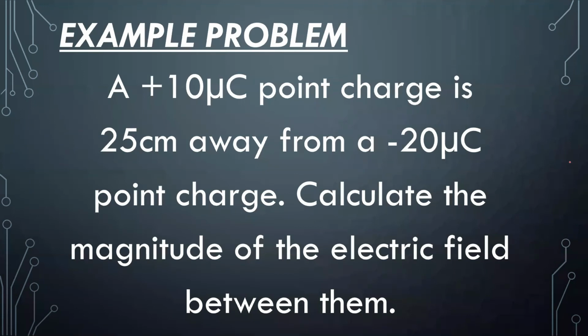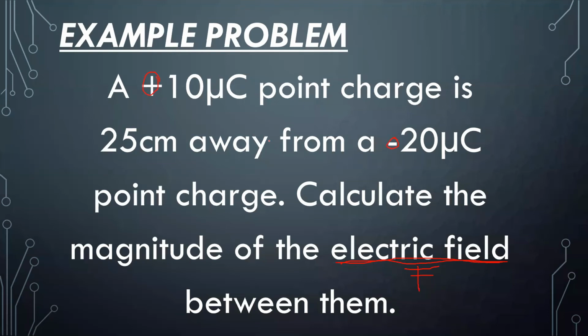A positive 10 microcoulomb point charge is 25 centimeters away from a negative 20 microcoulomb point charge. Calculate the magnitude of the electric field between them. So itong electric field is referring to the force between the two particles. The positive and negative charge is an indicator.